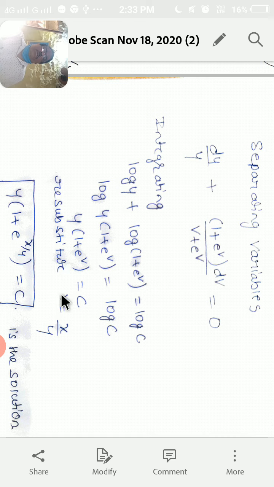Now resubstituting v = x/y. Putting v = x/y, which gives y(x/y + e^(x/y)) is equal to c. So this is the solution of the given problem.